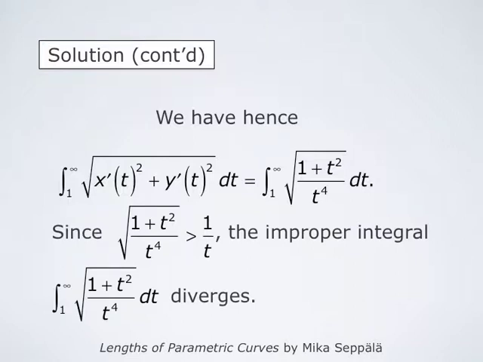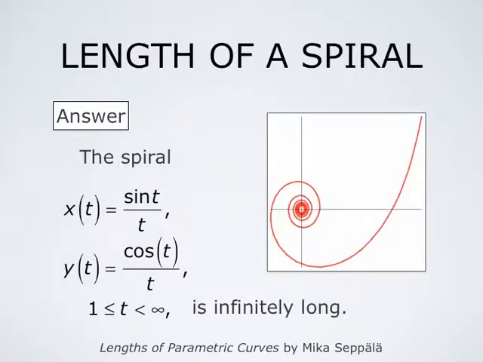This holds when t is positive, and larger than 1 in this case, because we integrate from 1 to infinity. But now we know that the improper integral from 1 to infinity of 1 divided by t dt diverges. Therefore, by the comparison theorem, the improper integral from 1 to infinity of square root of 1 plus t squared divided by t to the fourth dt also diverges. And our answer is, therefore, that the spiral x of t equals sine of t divided by t, y of t equals cosine of t divided by t, and t from 1 to infinity is infinitely long.